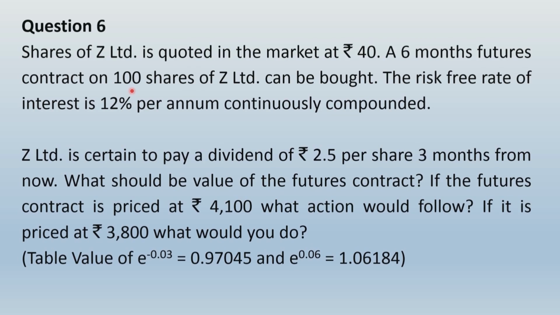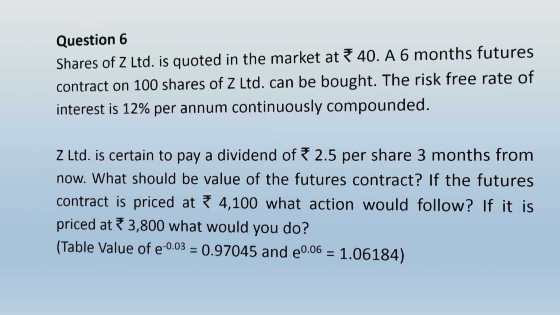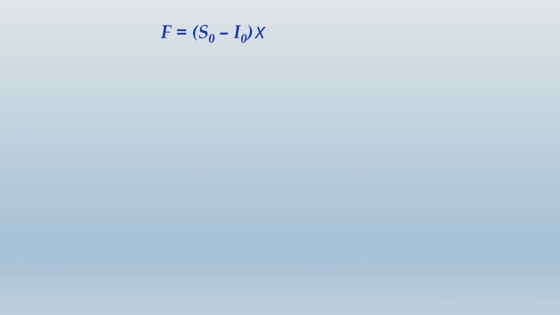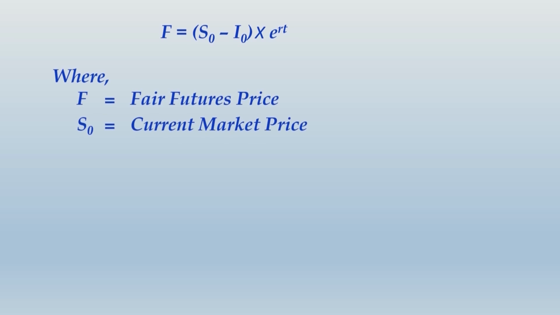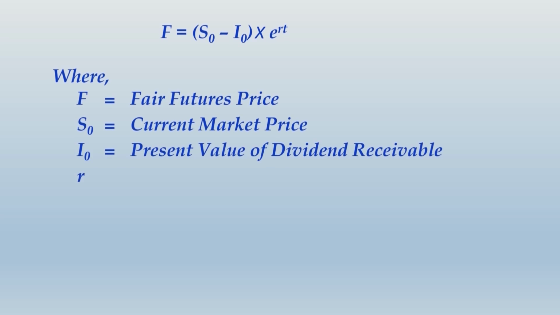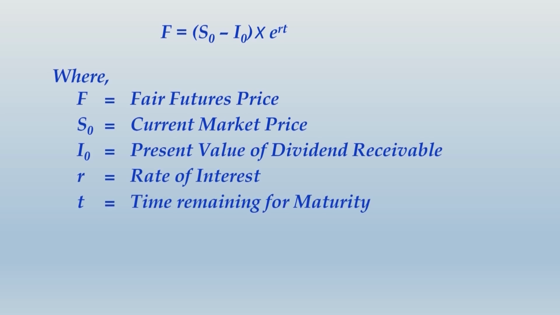So let us see how to put up the calculations in the solution. First of all, we write up the equation F equals S0 minus I0 into e raised to RT and define all the variables. F is the fair futures price, S0 is the current market price, I0 is the present value of dividend receivable, R is the rate of interest and T is the time remaining for maturity. Alright, let us move ahead and substitute all these values. We first find the present value of dividend.